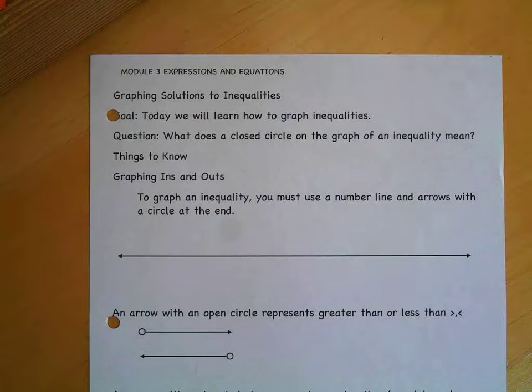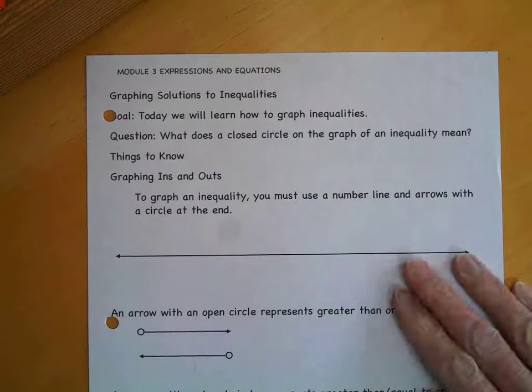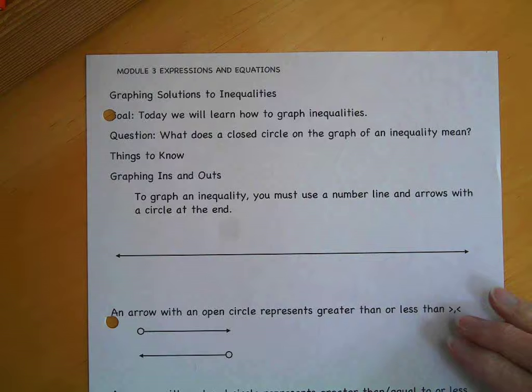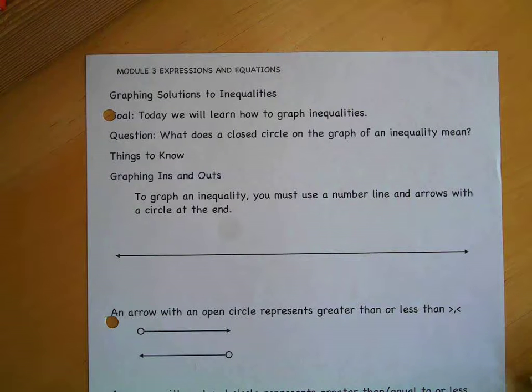All right, so some things to know. The graphing ins and outs of inequality. To graph an inequality, you must use a number line and arrows with a circle at the end. Here's a number line, and I like to keep the number line empty until I know what the values are, because once you have an inequality, you are able to write in the values that you need to use, and then you actually show what it looks like on the number line.